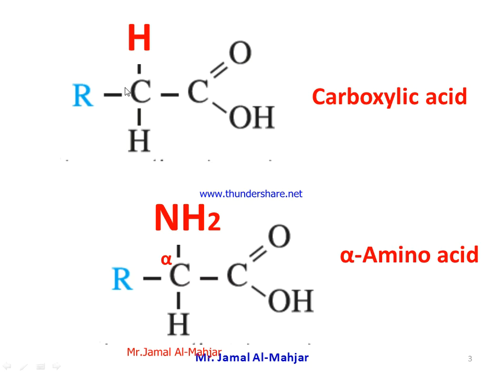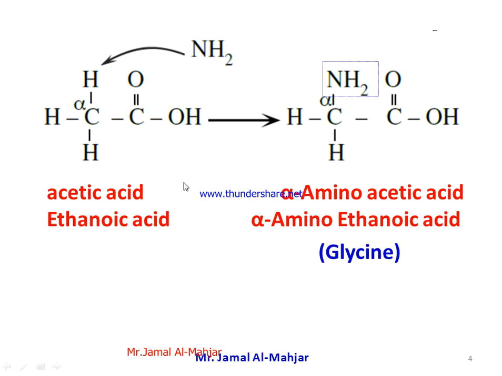Okay, you can write it C double bond OOH or COOH. It is the same. So the difference between the amino acids is the R only, because this part is the same. You can write it in many ways. Okay, this is the example.